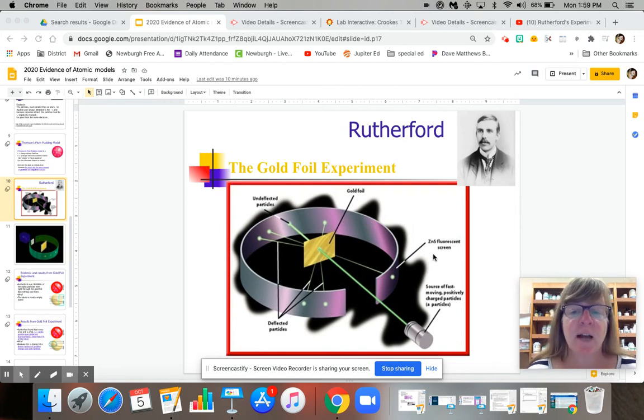We left off with J.J. Thomson, who had the plum pudding model, discovered the electron, but he didn't know what the positive part of the atom was. He knew it existed, but that was beyond his studies. So Rutherford comes along. He's also exploring this atom. He does a gold foil experiment, which we're going to take a look at now.